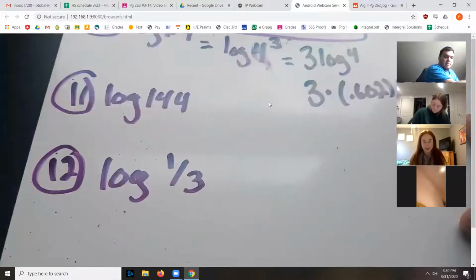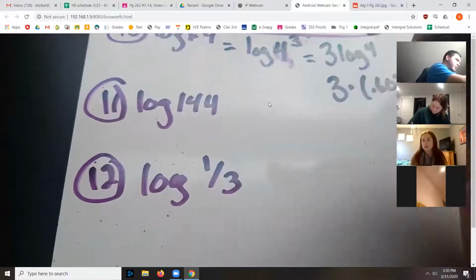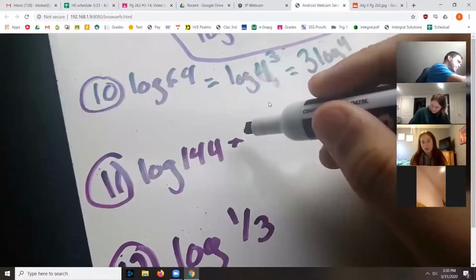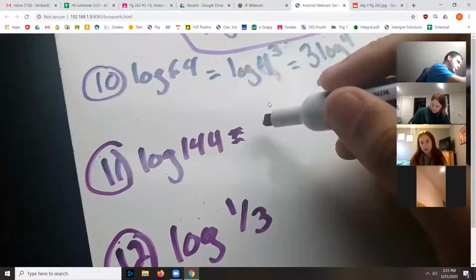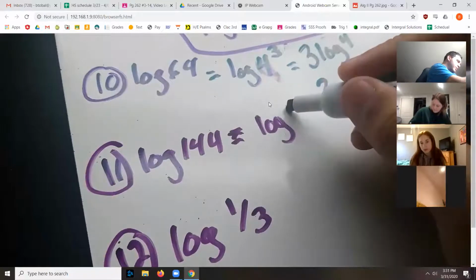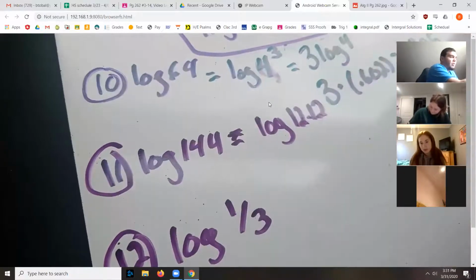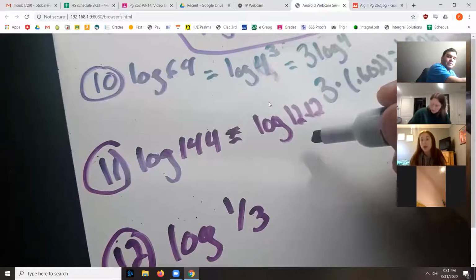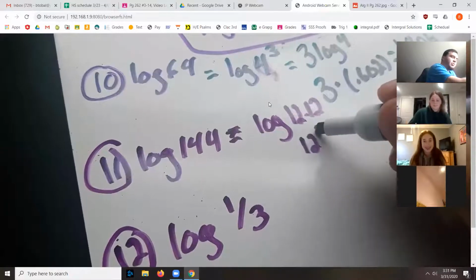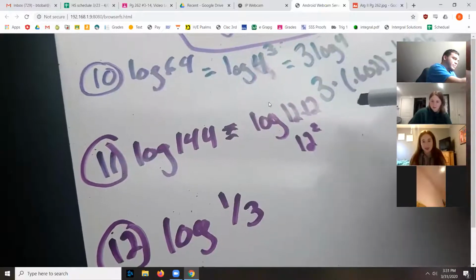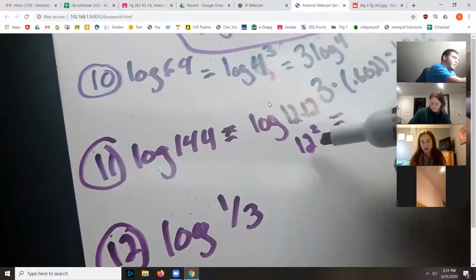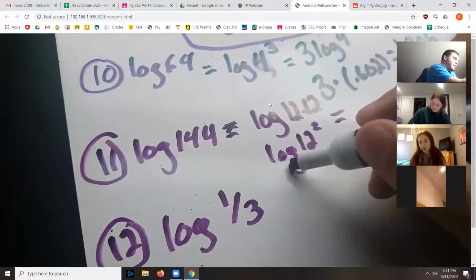Okay. Next one, 144. Are you ready to do this one, Raheli? Yeah, so log 12 times 12. Good. Just a side question. How else could I have written it? 12 squared. Which one do you want to continue with? I don't care. Okay, let's do 12 squared. I think that makes it a little easier to write.